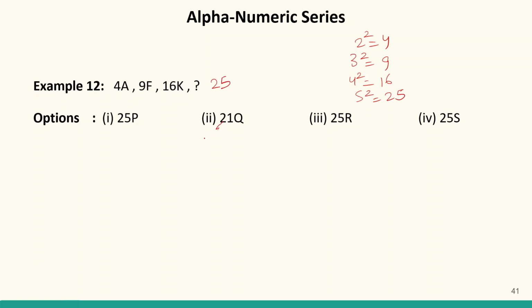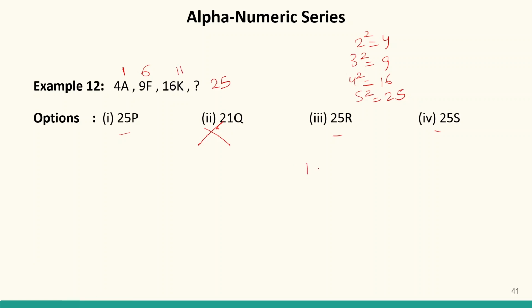Based on this, I can eliminate this option. But we have to find the answer between these three. I can see there is a bigger jump. A is ranked at 1. F is ranked at 6. K is ranked at 11. I can see there is a bigger jump.